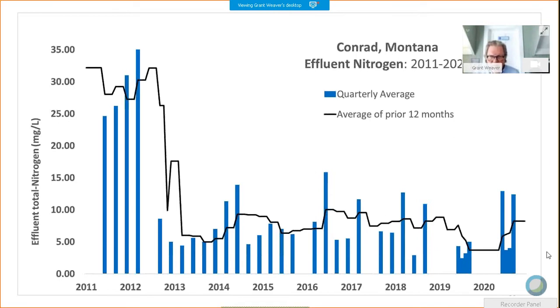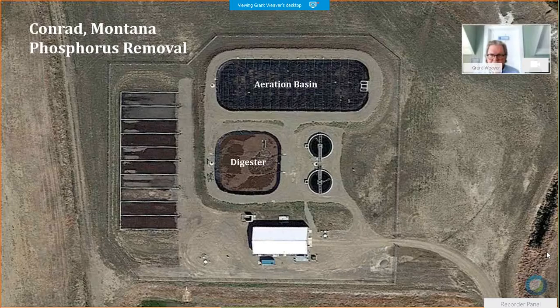Dramatic, respectable drop using less electricity. Simply putting timers on the blowers. I think they already had it built into SCADA.